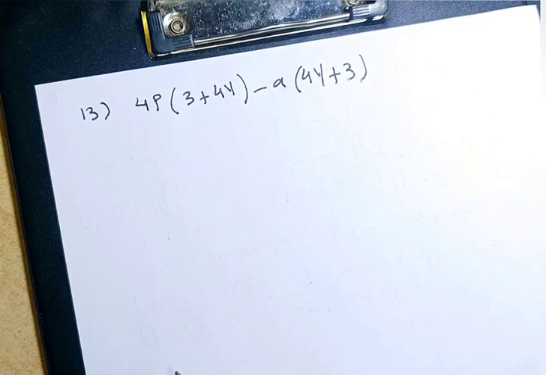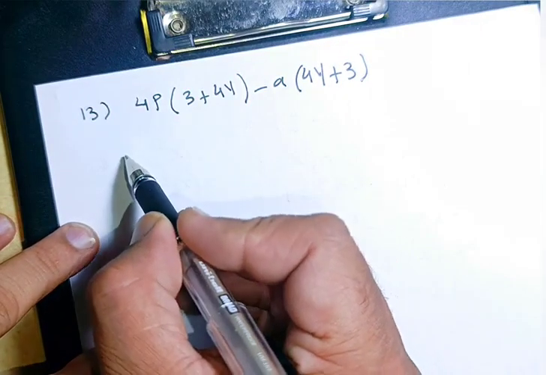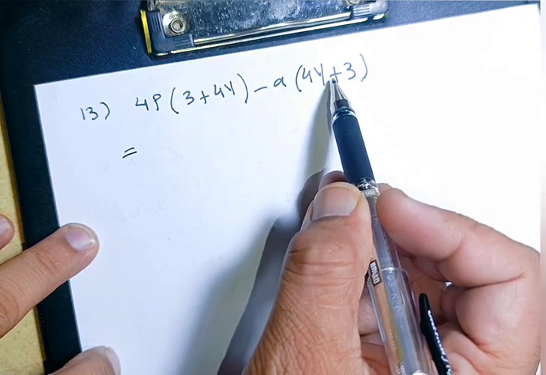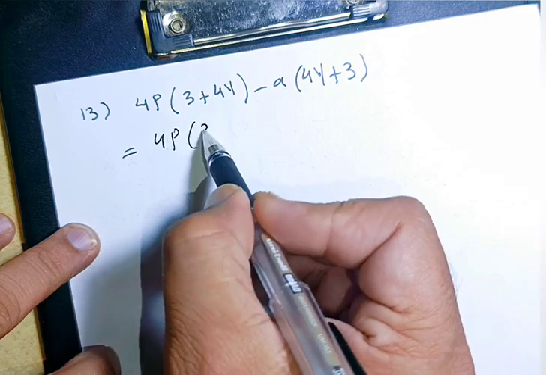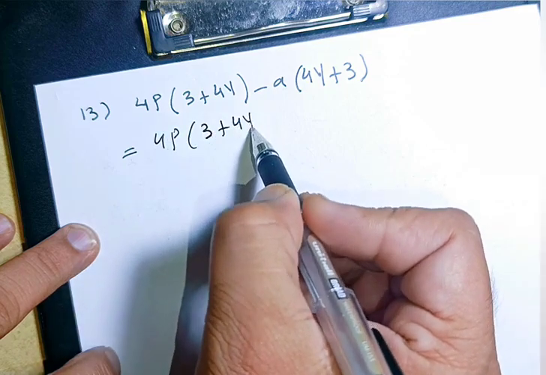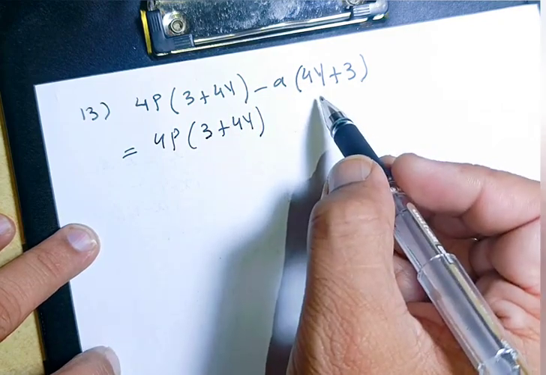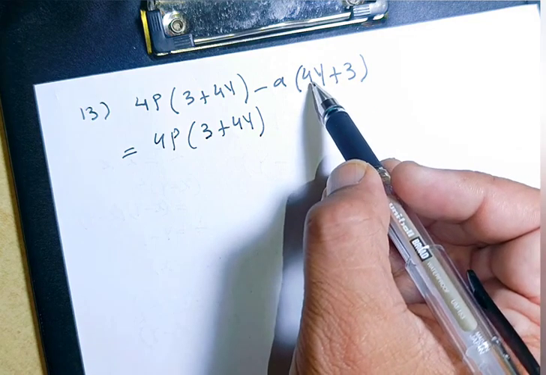So this is my question number 13. 4p bracket 3 plus 4y minus a bracket 4y plus 3. So I need to modify here, because 3 plus 4y, I need to make this one also 3 plus 4y. So 4p, 3 plus 4y, the first expression I'm gonna write just like this, and the second one I need to modify, because we have a positive here and also positive here.